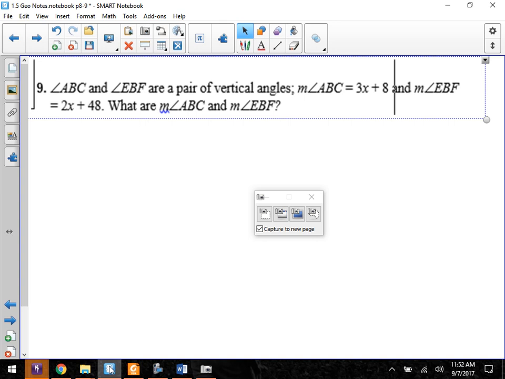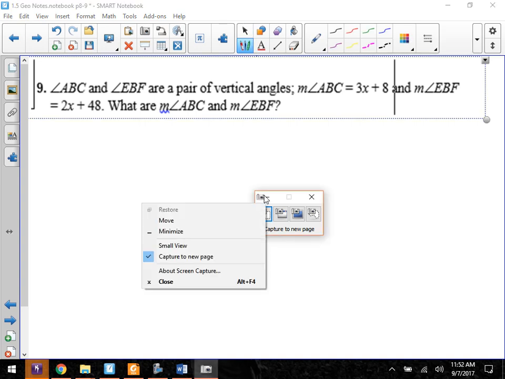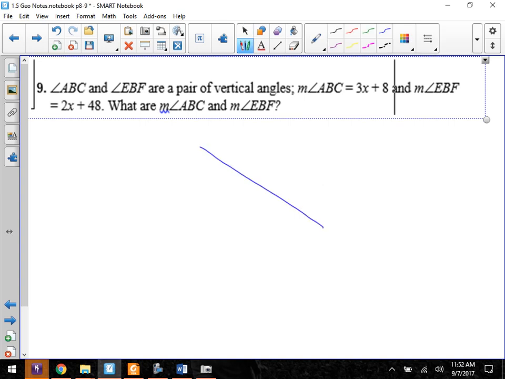Okay? Well, if I draw it, let's see, A, B, C, F. Well, there's your shared stuff. You know that they have to be the same. 3x plus 8 and 2x plus 48. Throw them equal to each other.